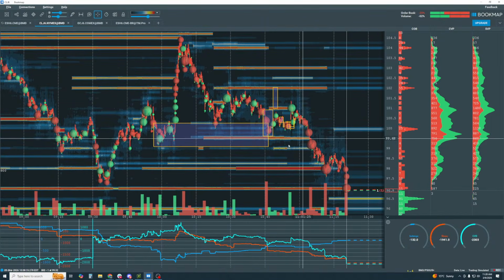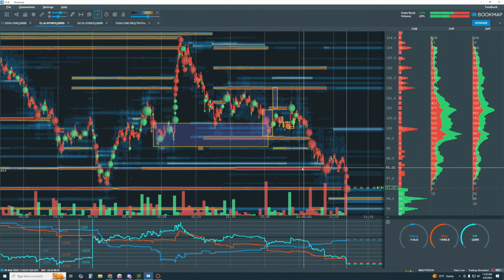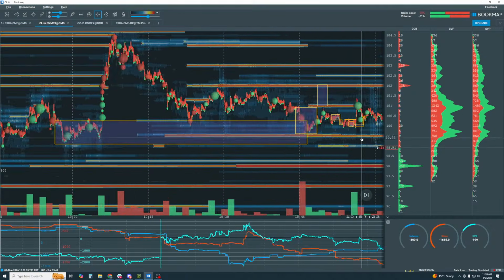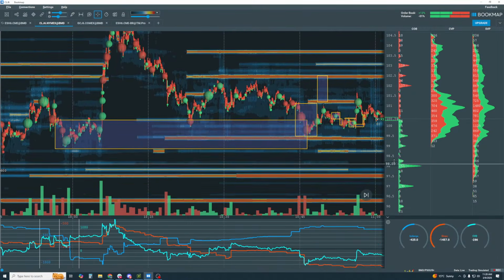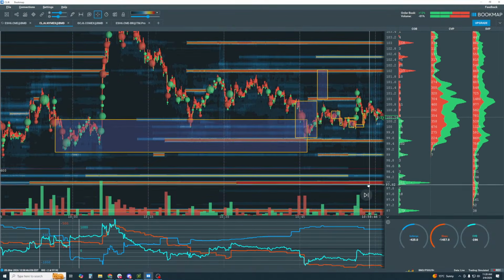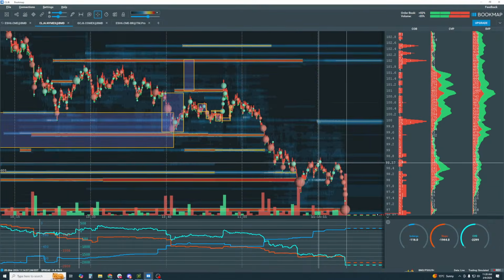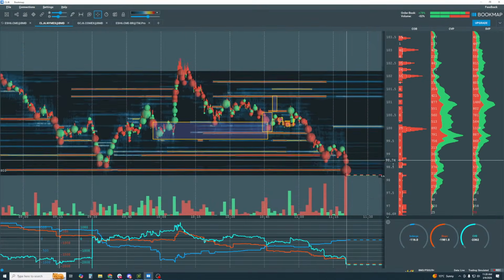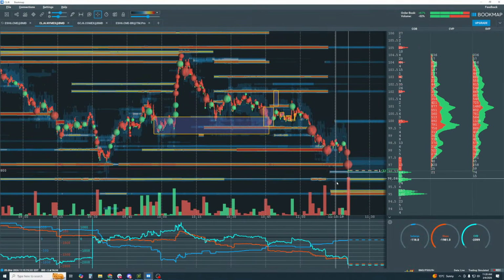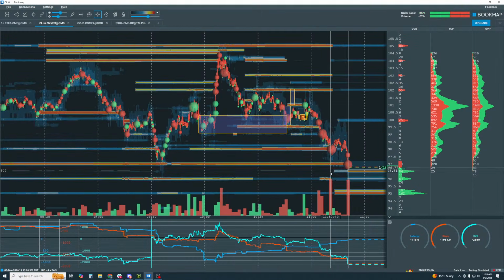This was the second scenario of coming back down into this 99.50. There were like, what, 200 contracts down here. Yeah, 250 contracts down here. We just traded into that, and even further into 97.